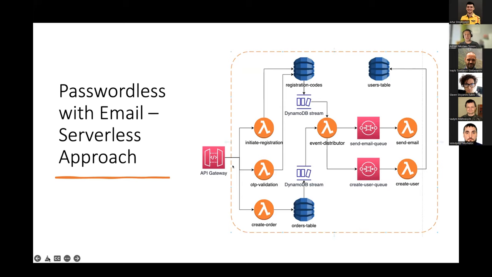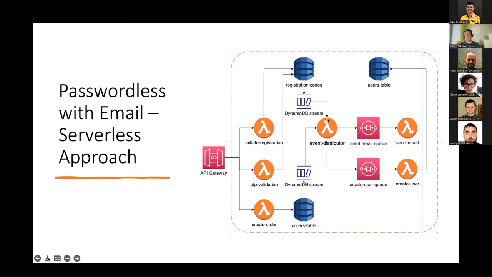We're going to build those two endpoints here for the initiate registration process and the OTP validation process. We're going to use a DynamoDB table for registration codes and also for storing the users, for new users. We're going to see how DynamoDB streams work as an event producer, or more of an event router, actually, in that case. DynamoDB is the producer. The streams are the router.